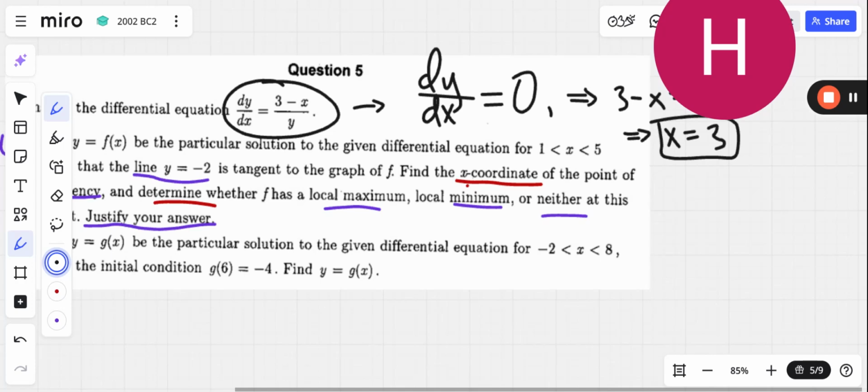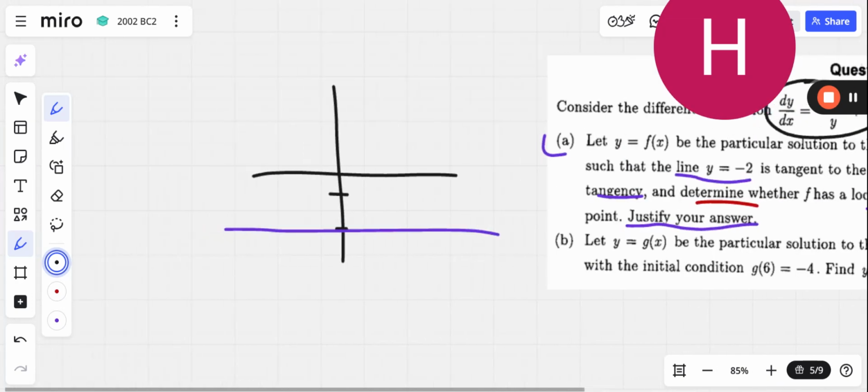The second part is to determine whether there's a local maximum, minimum, or neither there. So we know where it's located, but we still don't know if this represents a high point, a low point, or maybe neither. If the function goes like this, then it's neither, or if the function goes like this, in any way, it's neither. But if the function is sort of going like this, it's a maximum, and if it's sort of going like this, it's a minimum. So how do we figure that out without the function equation at our disposal?